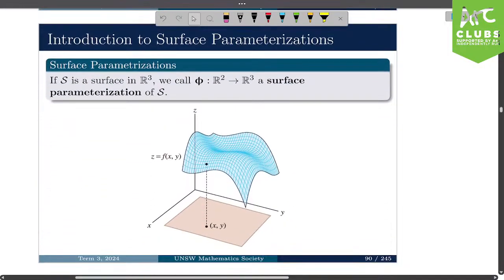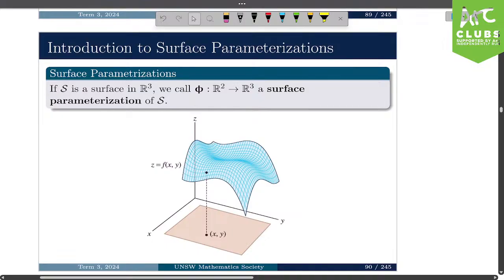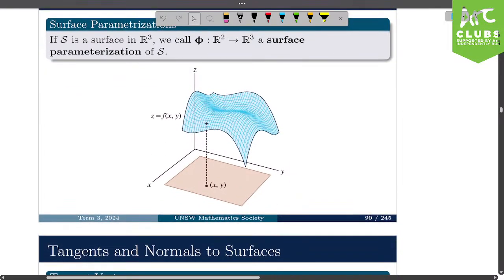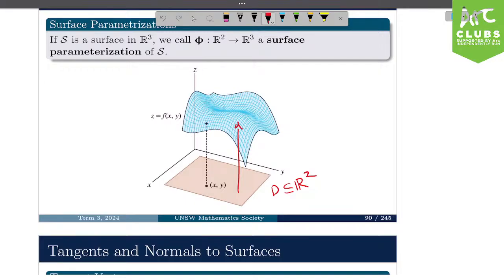Very nice. Now we're going to get into some trickier integration stuff. We're going to look at surfaces in R3, so we have to introduce the notion of a surface parametrization. Suppose that we have some surface S in R3. We call phi, the map from R2 to R3, a surface parametrization of S. We've got some domain D, which is a subset of R2, and we're mapping everything from that to this surface, which is a subset of R3. Intuitively, this is just what it looks like.